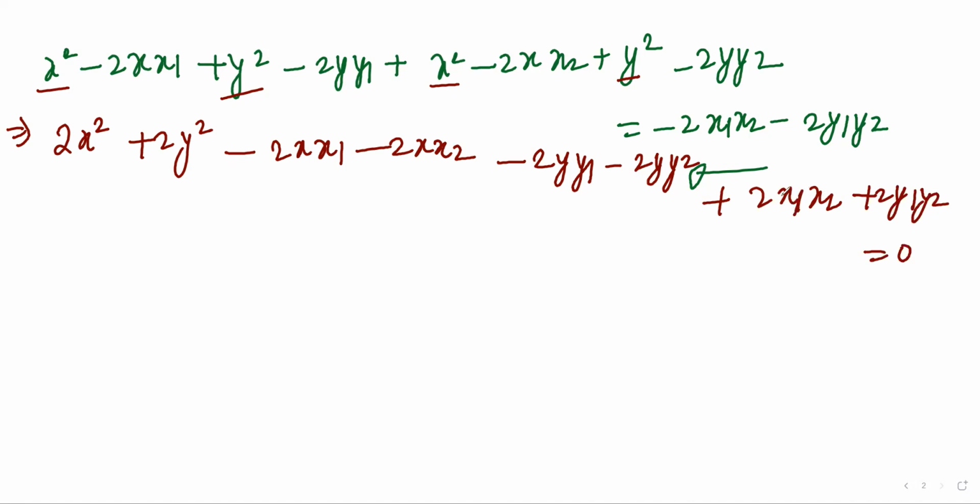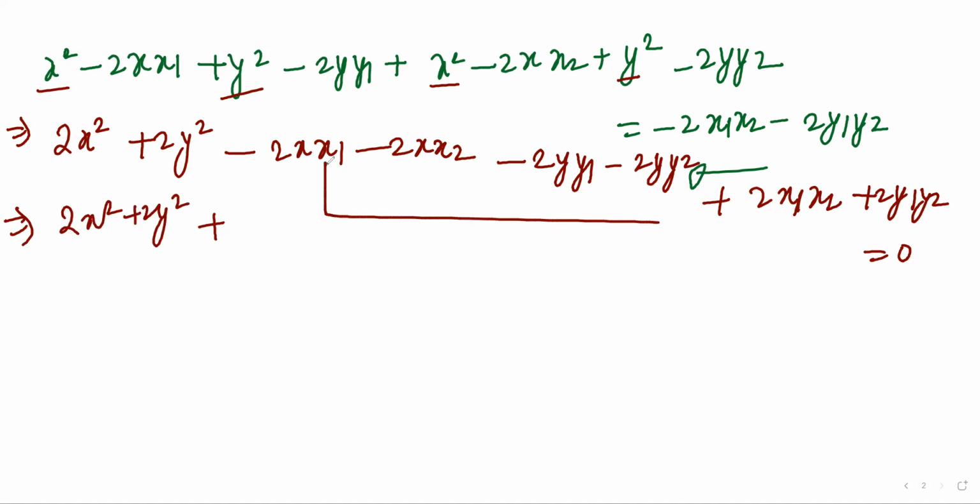Right. Now, so it will be 2x square plus 2y square. Right. So take the common factor from these two quantities. So it is what? 2x is common, so it is x1 plus x2. Right. Now take common from these two.